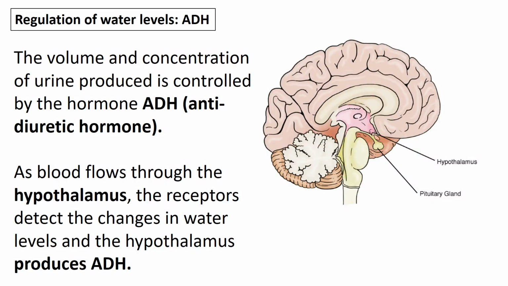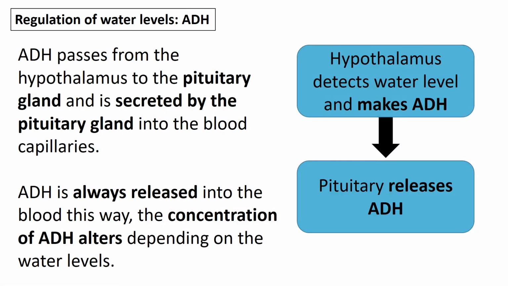So the mechanism by which the amount of water and ion is controlled is by a hormone called ADH. And ADH is actually produced by the hypothalamus. And the hypothalamus is all the way in the brain, but the hypothalamus produces the hormone ADH, which actually regulates the water levels. So although the hypothalamus produces it, it's the pituitary gland that releases it.